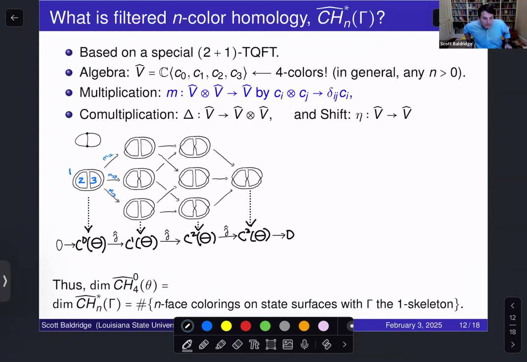Okay, so what is our theory? I've got 12 minutes, and I've got 3 slides. I don't have that many more slides. It's based on a special TQFT, 2 plus 1. And what you're going to do is replace circles with vector spaces, or algebras. The algebra that I'm going to use is kind of like the Lie homology version. So V hat in general looks like this. You would join X, where N is the number of colors.